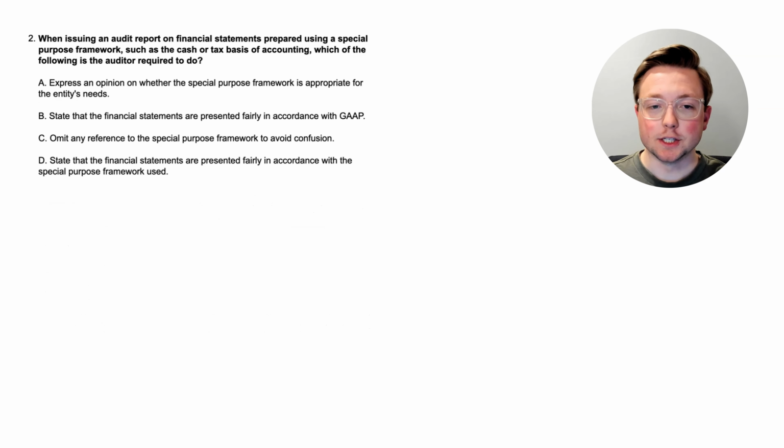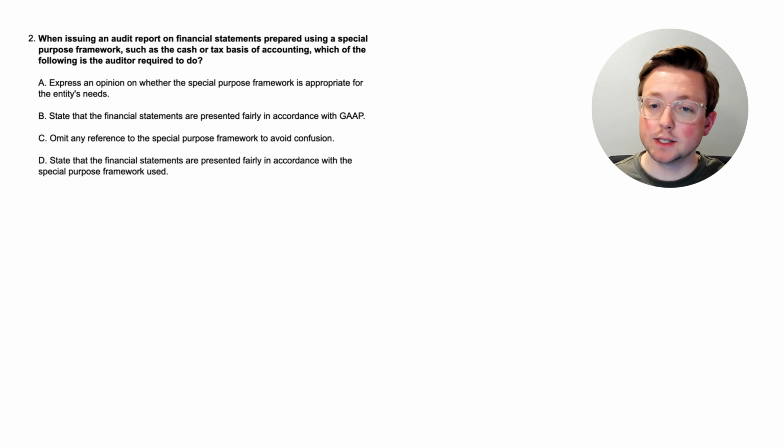All right, here we are at question 2. When issuing an audit report on financial statements prepared using a special purpose framework, such as the cash basis or tax basis of accounting, which of the following is the auditor required to do? So we learned a little bit about what a special purpose framework is in the first question, and now we're learning about what the auditor has to do when it comes to special purpose frameworks. So let's go into option A. Express an opinion on whether the special purpose framework is appropriate for the entity's needs. Option B. State that the financial statements are presented fairly in accordance with GAAP. Option C. Omit any reference to the special purpose framework to avoid confusion. Or option D. State that the financial statements are presented fairly in accordance with the special purpose framework used.